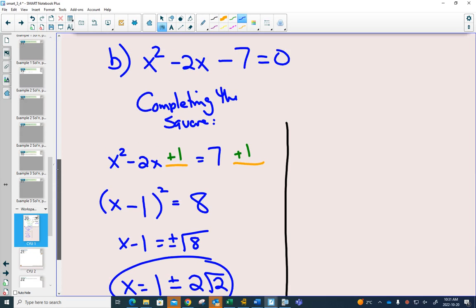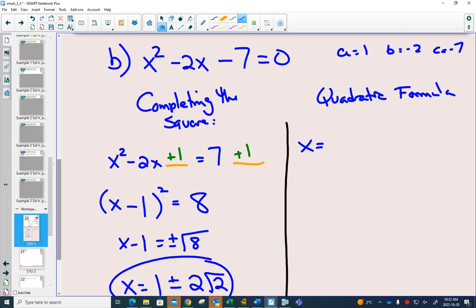Scroll up just to there. In the quadratic formula, can you see that your A value is 1, your B value is negative 2, and your C value is negative 7? So we plug things into the formula.